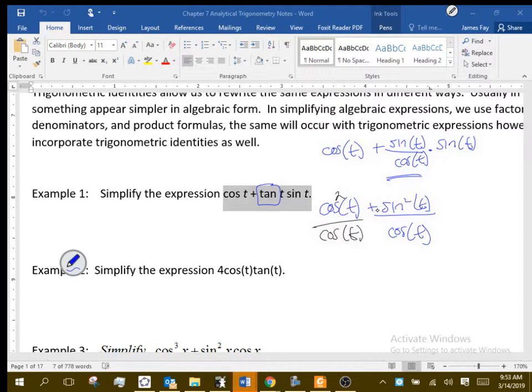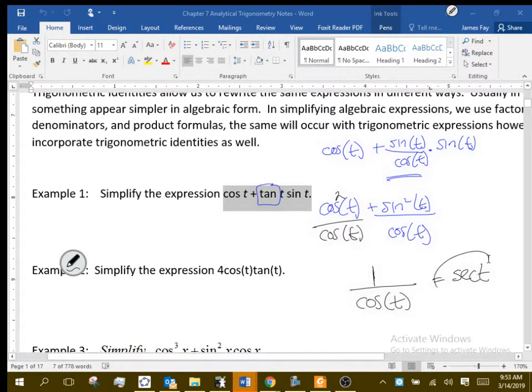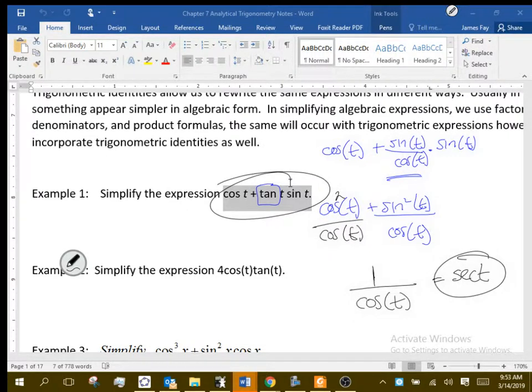But now if I put those under the same denominator, put them together, add my numerators, what's cosine squared plus sine squared? Isn't it 1? And I got 1 over cosine t. What's 1 over cosine t the same as? Secant t. Those two things I just circled are identical. If I see one of those in the equation, which one would I hope to see? Secant t. That's easier, right? Now, which one are they probably going to start me with? Cosine t plus tangent t sine t.